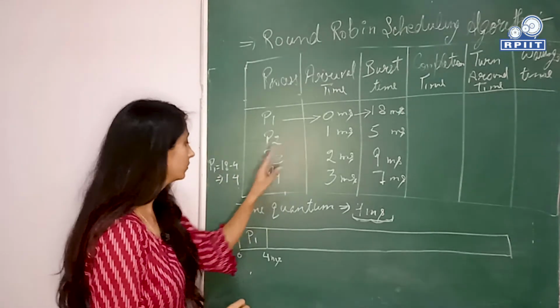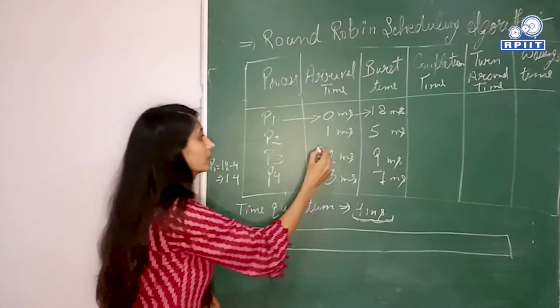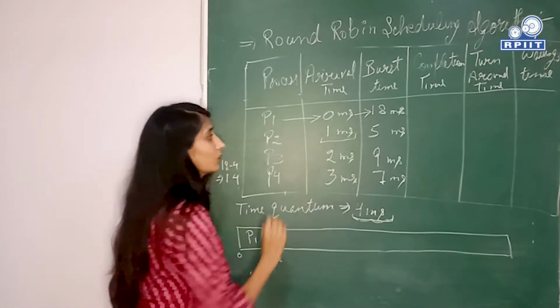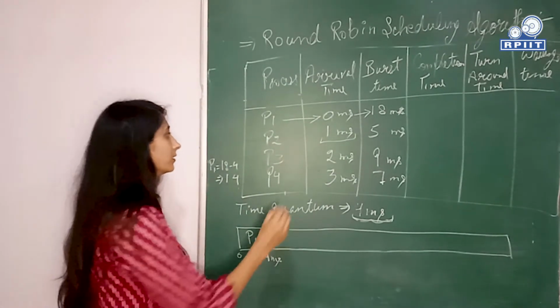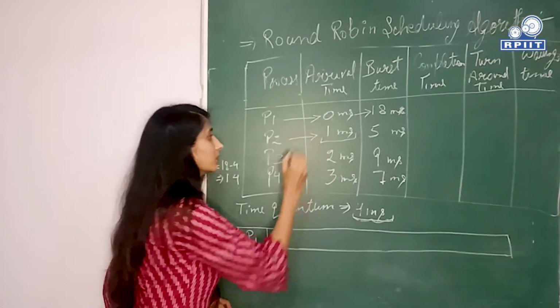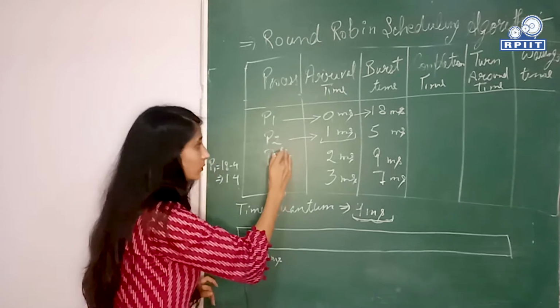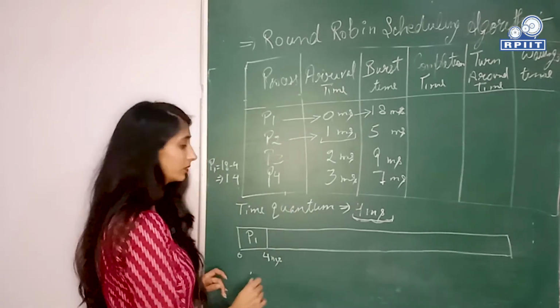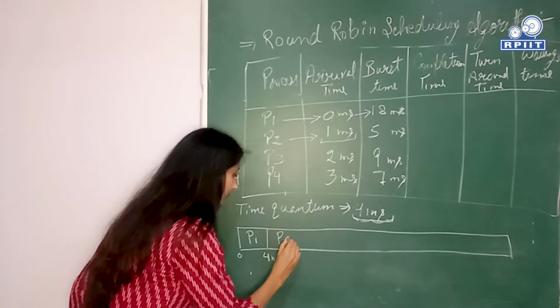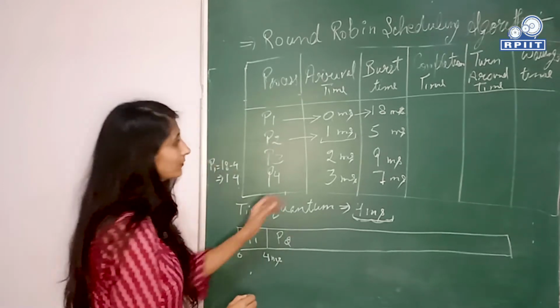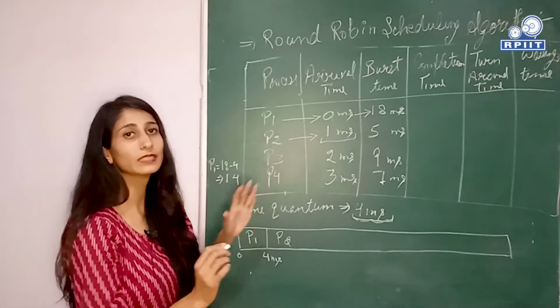Now we need to proceed with the second arrival time, that is 1 millisecond. P2's arrival time is 1 millisecond. We start with P2, and the burst time of P2 is 5 milliseconds.